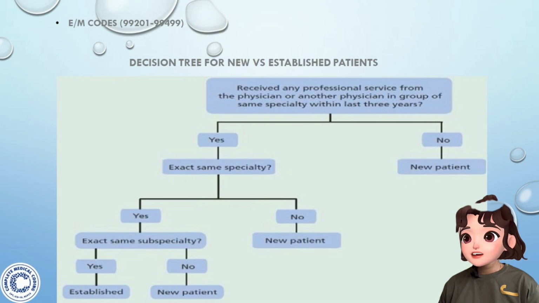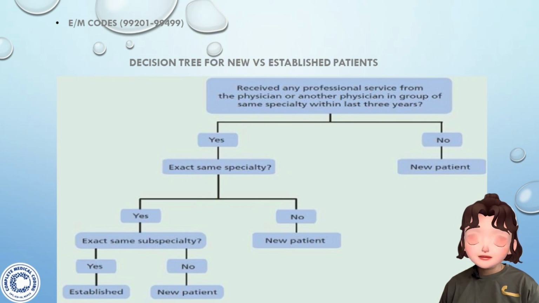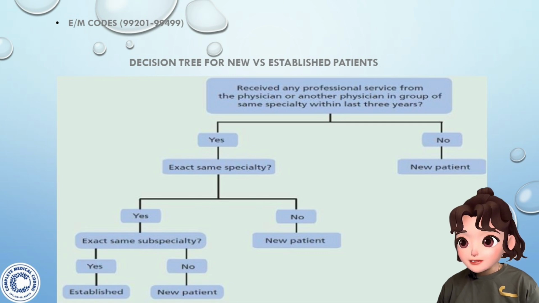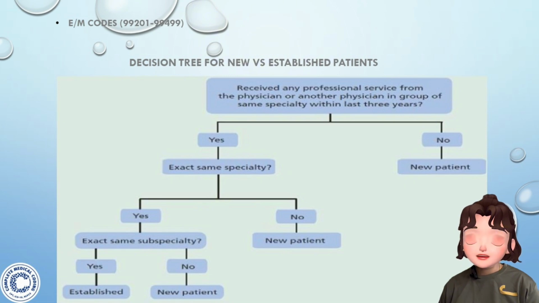Has the patient received any professional service from the physician or another physician in a group of the same specialty within the last 3 years? If it is no, the patient is visiting for the first time, it's a new patient. If it is yes, is it the exact same specialty? Yes or no? If it is no, again new patient. If it is yes, is it the exact same subspecialty? Yes or no? If it is no, new patient. If it is yes, established patient.